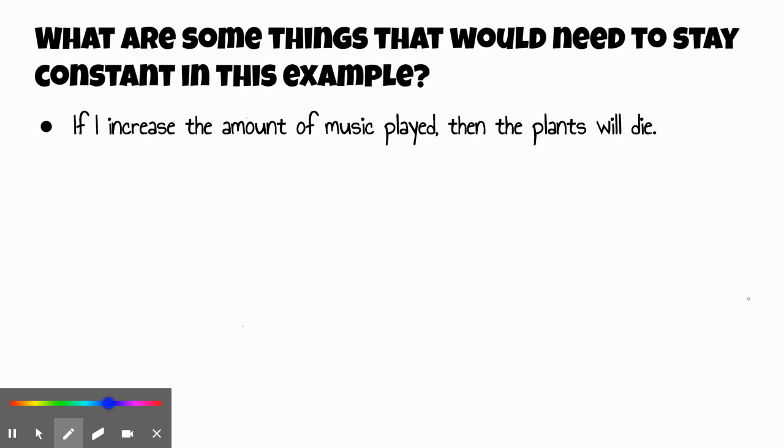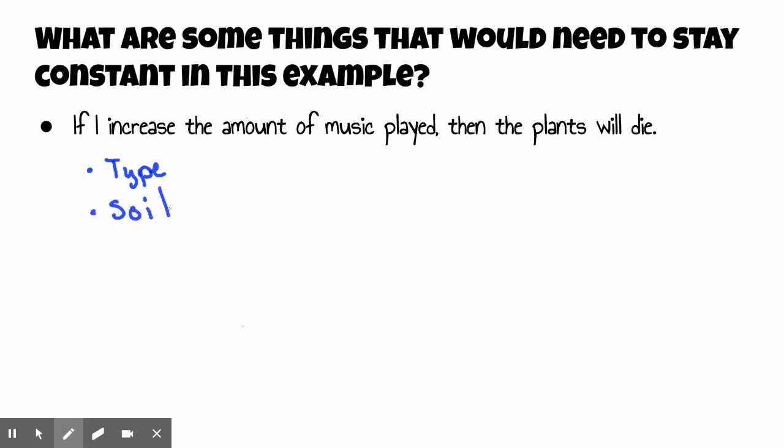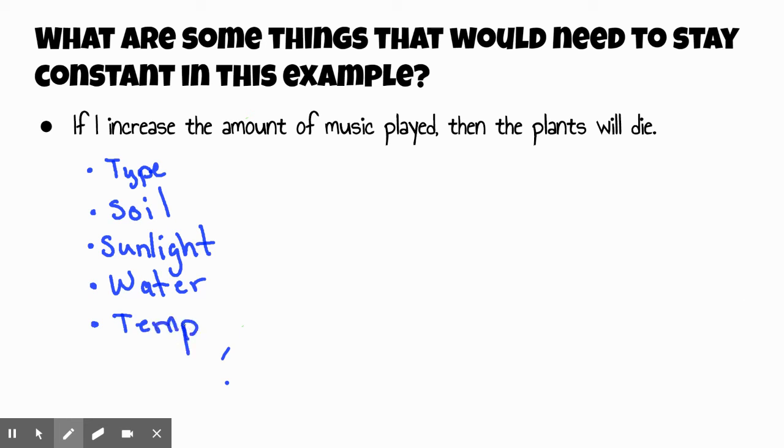So hopefully you came up with a bunch of answers, right? Now, just off the top of my head, the type of plant needs to stay constant, whatever type of plant that was. How about the soil? Soil needs to stay constant. We can't add more, we can't add different soil. Along with that, sunlight needs to stay constant. How about water? How about temperature? How about time of the year?